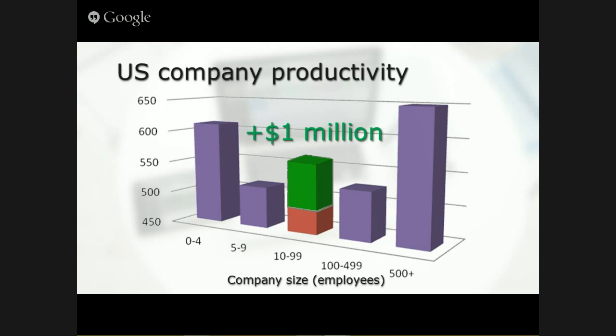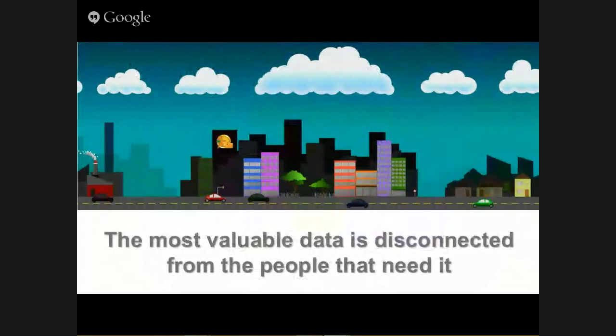Now, there have been numerous studies about productivity in businesses and productivity in small to medium-sized businesses. And there's one theme that comes out all the time, and that's the inability for people to find the information that they need to do their job effectively. And this tends to be really bad in those small to medium-sized businesses employing 10 to 100 people. And the reason is simple. The most valuable data in a typical business like this is disconnected, or very often disconnected, from the people that need it.